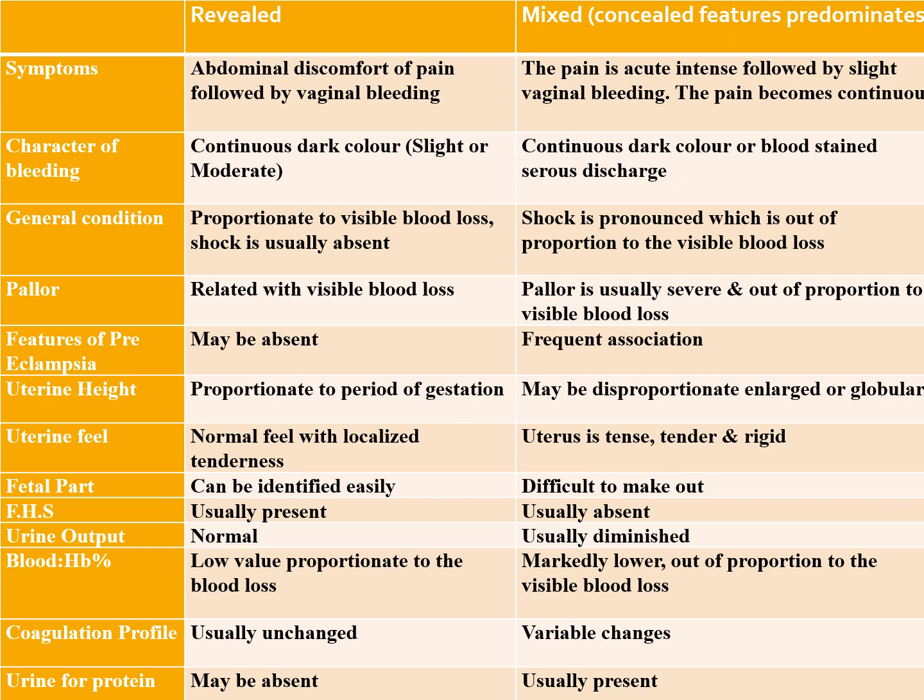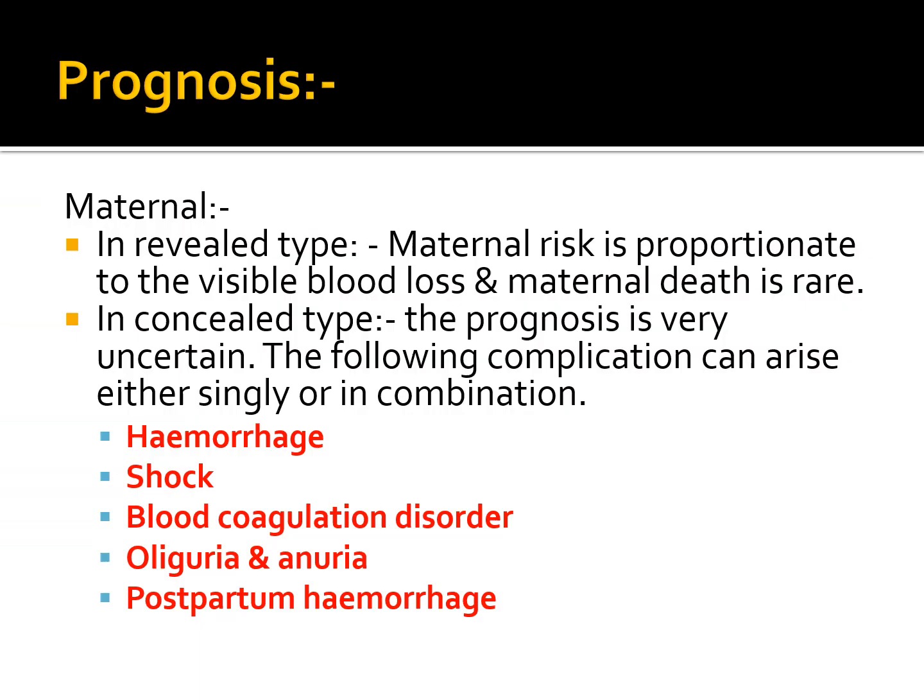Okay, the coagulation profile is usually not changed in revealed type, whereas in mixed and concealed it changes variably. Okay, and if you do a urine test for protein, in revealed type protein is usually absent in the urine, whereas in mixed and concealed type protein is usually present, which is another indication of hypertensive disorder in pregnancy.